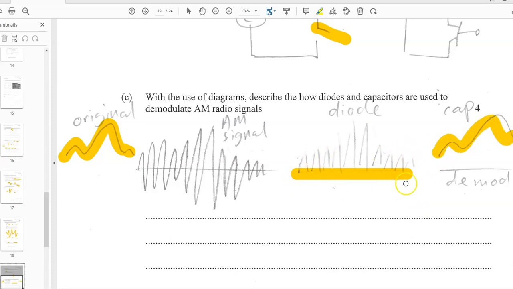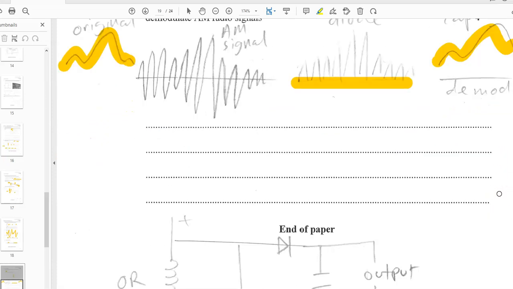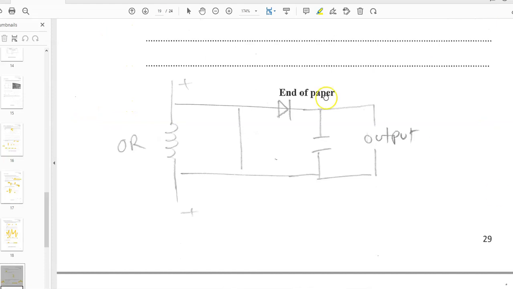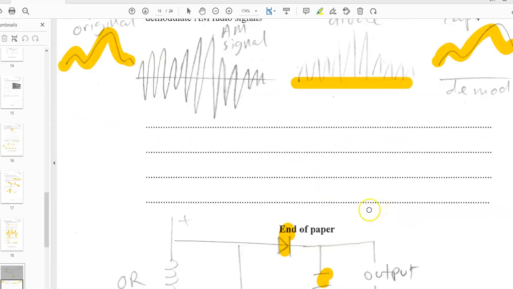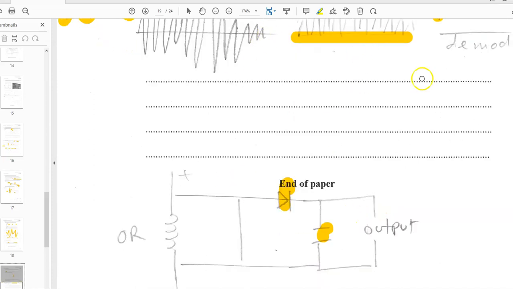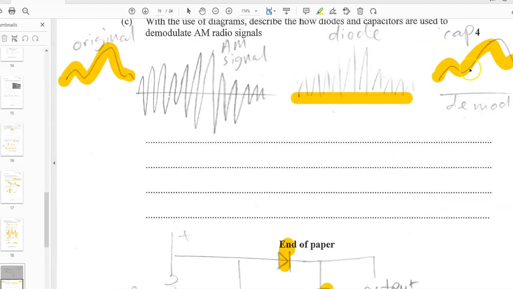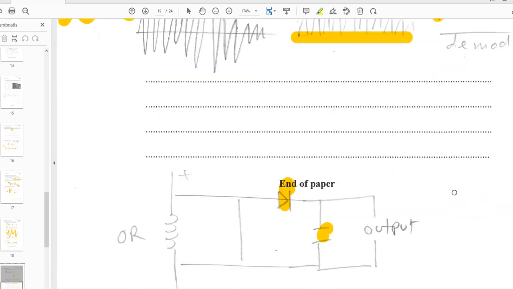Yeah? The diode removed the bottom. The capacitor smoothed out the top. Now, if they drew this, it shows the diode, it shows the capacitor. They have to use their words to describe that the diode removes half, or it only allows the flow of electricity in one direction. And then the capacitor smooths out the output.